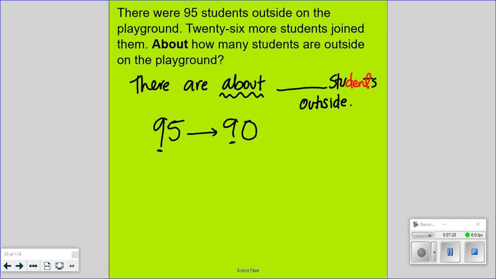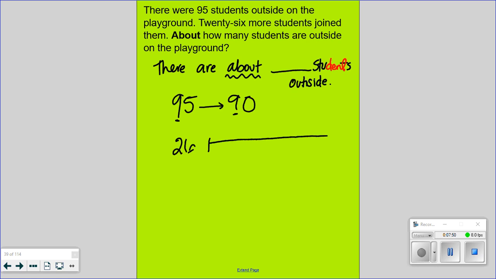So we have about 90 kids. And then 26 more came. What strategy do you want to use on 26? Samaya? Rounding. Do you want to do nearest 10 or nearest 100? Okay, so let's write down 26. And I'm going to need a number line. 26. What two tens are around 26? What two tens go around 26? Mason?